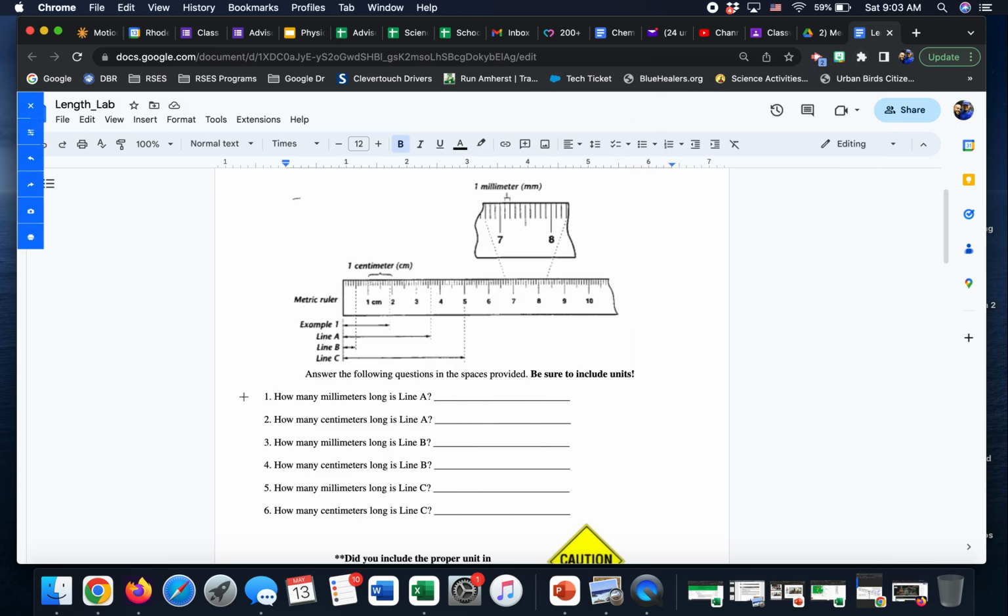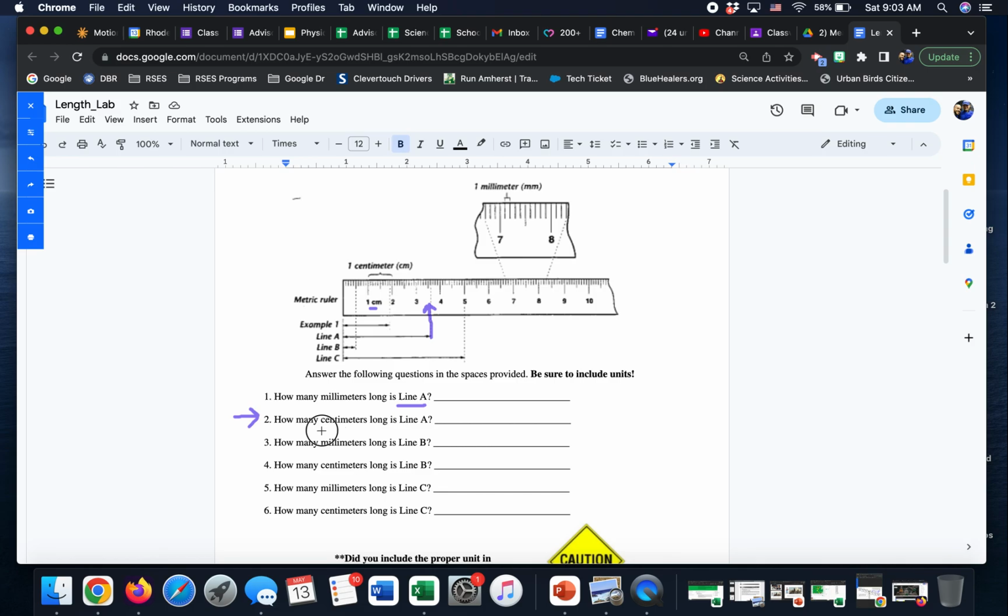And the first question says, how many millimeters long is line A? So we look here, line A is this one. And they want to know how many millimeters that is. Remember, the numbers are centimeters. Millimeters are all these little lines. So if you really want, you can count all these little lines. Or you could do the smart thing and skip number 1 and go to number 2 first. It's always easier to start in centimeters when using these rulers and the tape measures you're going to have later.